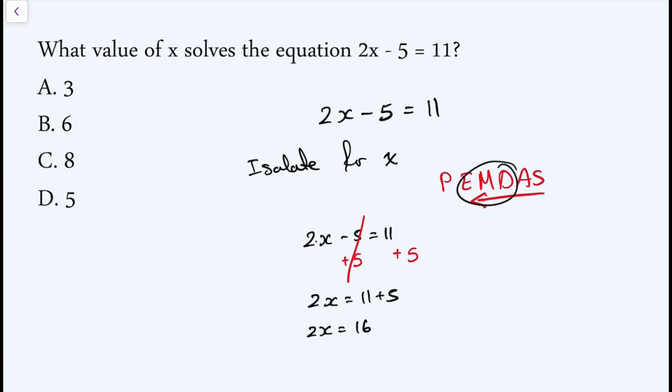Now, the next step, division and multiplication. How do we get rid of this 2 here? Well, because 2 is being multiplied, we do the opposite operation. So we divide by 2. X is equal to 8.